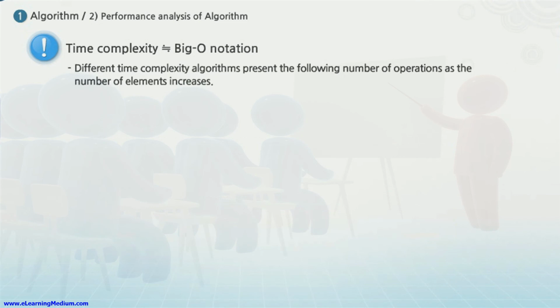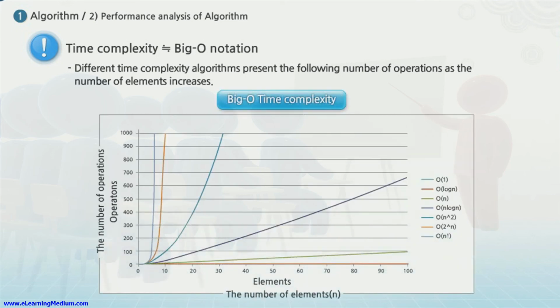Different time complexity algorithms present the following number of operations as the number of elements increases. In case of algorithm with time complexity whose number of elements is presented in a square number, exercise caution as the number of operation increases exponentially.